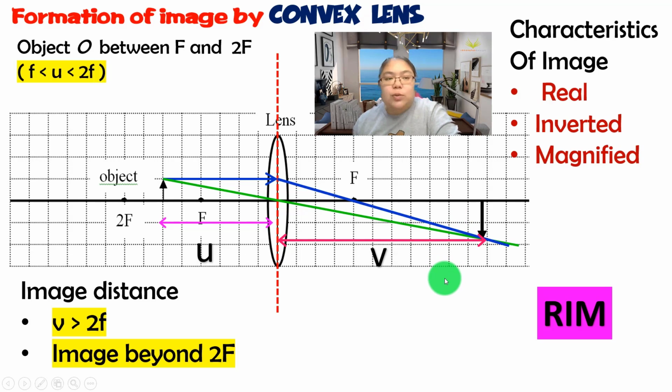Okay, then for the next one, I need to move the object again, go to 2F. So you can see the procedure is I just move the object distance only. Let the object move farther and farther back. Then we see what happens to the image.